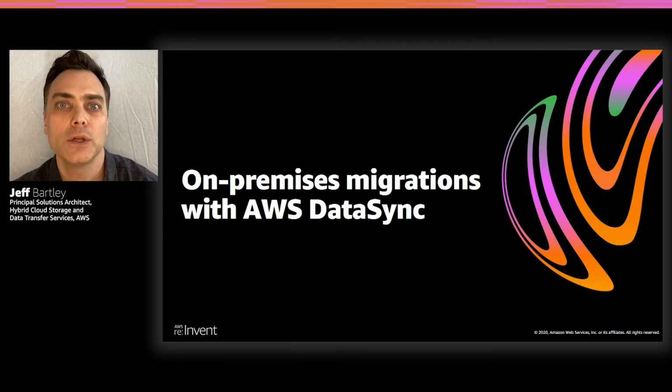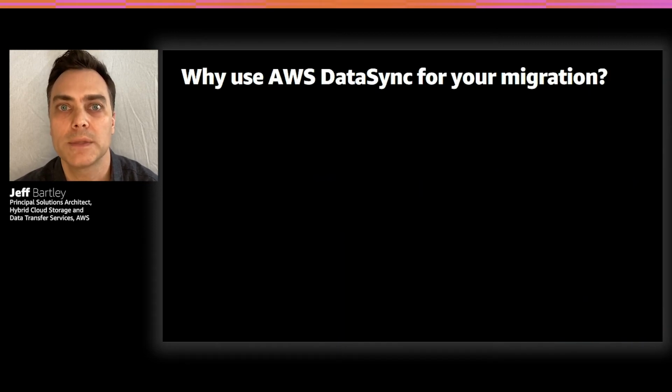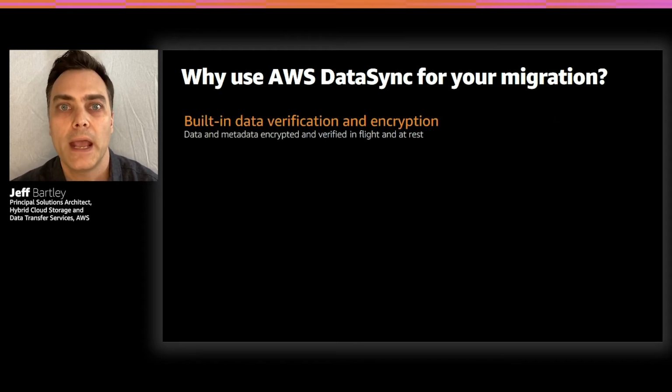Okay, so now let's talk a little bit about how customers are using DataSync specifically to migrate their data up into AWS. So first, let's talk about some of the specific benefits that AWS DataSync brings to migration. And the first of these is that, as I've already mentioned, it has built-in verification and encryption. So all data is encrypted in flight using TLS. And then we also do data validation, both in flight and at rest. And the way this works is that when we read data from the source, we compute a checksum on that data.